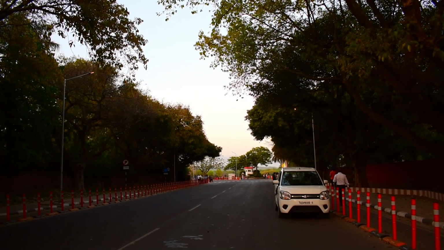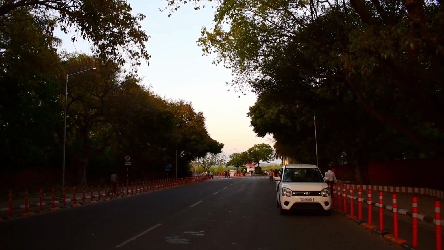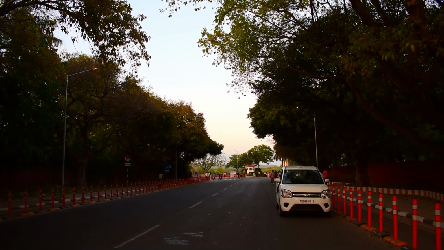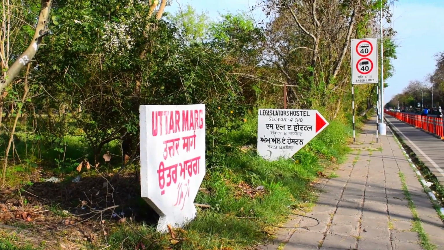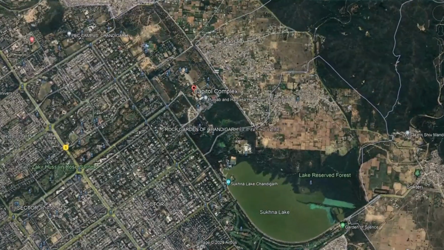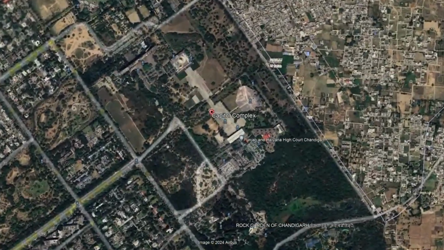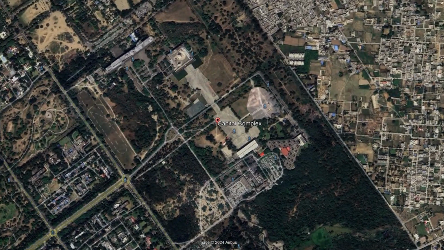He designed the city on 4 major functions: living, working, care of the body and spirit, and circulation. Uttar Marg divides Sector 1 from other sectors. Now let's discuss the famous urban space of Chandigarh, the Capitol Complex, the head of the city.